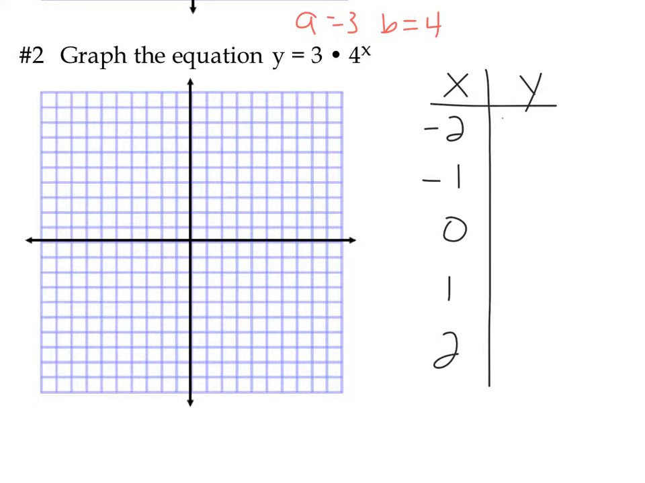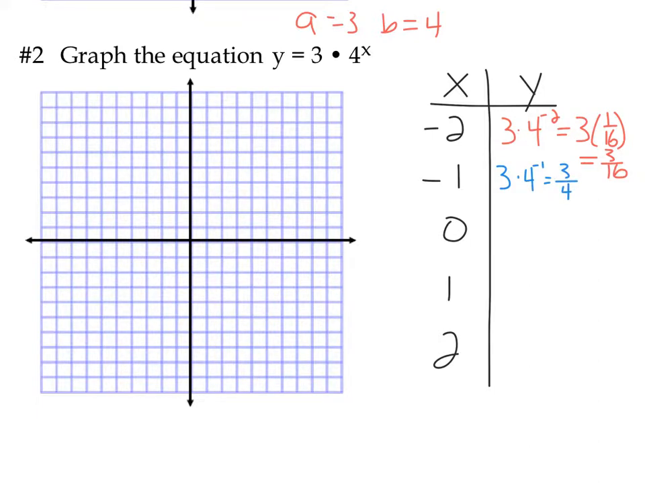Our y value is going to be 3 times 4 to the -2nd. That's 3 times 1 over 16, 1 over 4 squared. So that's 3 over 16. When we put a -1 in for x, we're going to have 3 times 4 to the -1st, which is 3 over 4 to the 1st, 3 over 4.